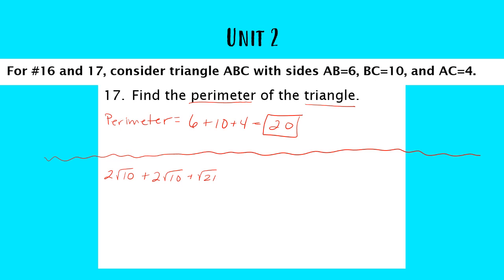So 2 root 10 plus 2 root 10 if you want to add them together. If you have 2 of one thing and you add together 2 of another, you now have 4 of those same exact things. So 2 root 10 plus another 2 root 10 means you now have 4 square roots of 10. So you're adding the numbers out in front. You don't have to add the numbers underneath the radical. Plus the square root of 21. They don't have the same radicals underneath, so you cannot add them together, which means this would be your ending answer for the perimeter if it were a problem that had square roots.